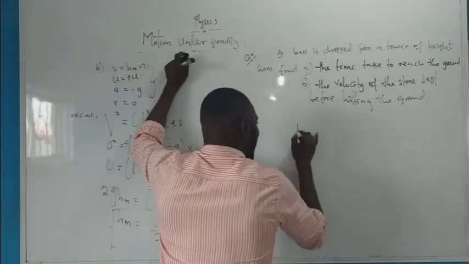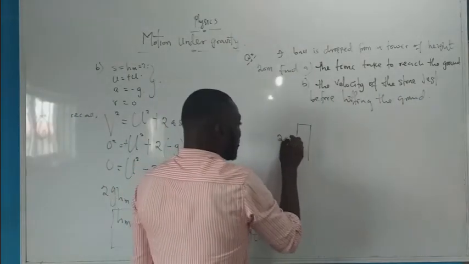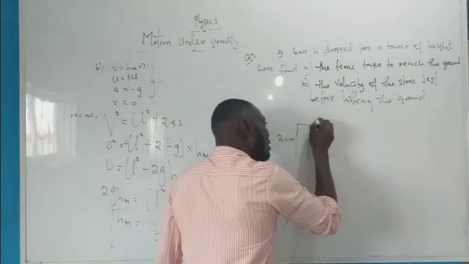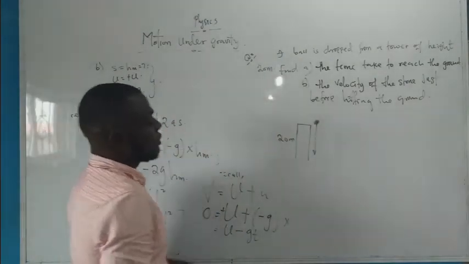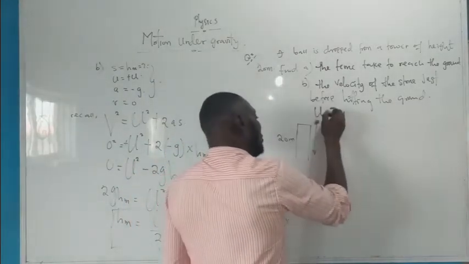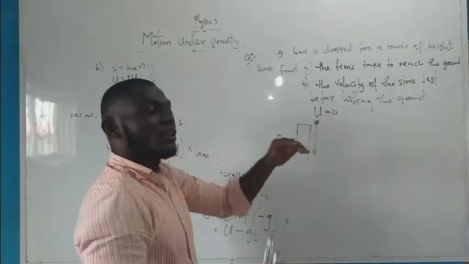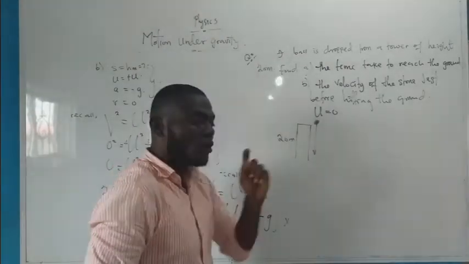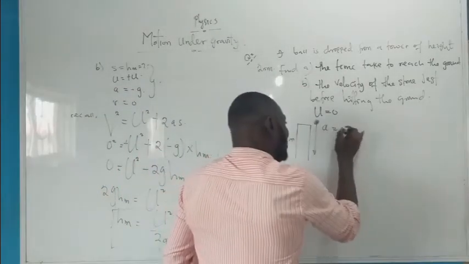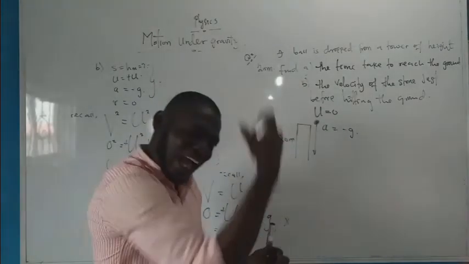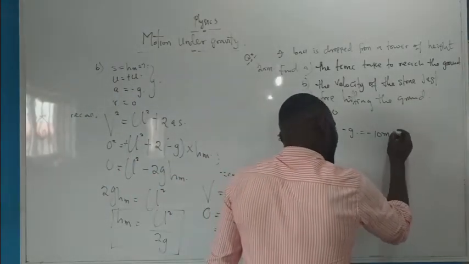This is the tower, a tower of height 20 meters, and a stone is dropped. At this point, u will be equal to 0. Take note, the initial velocity will be equal to 0. It's dropped, it's coming down. Acceleration is minus g, coming downward, which is equal to minus 10 meters per second squared.